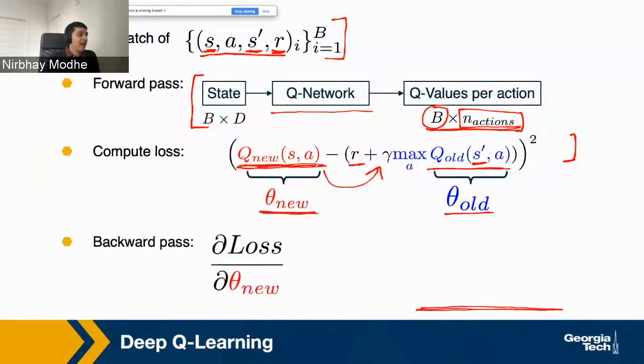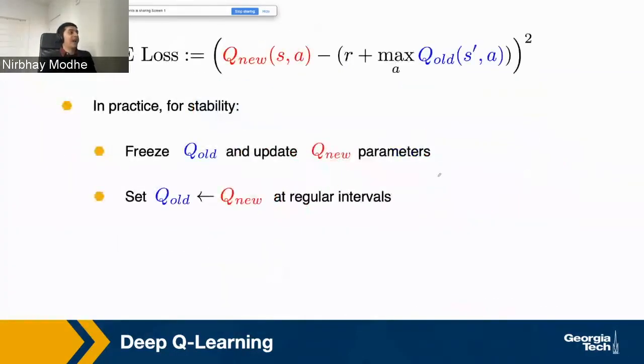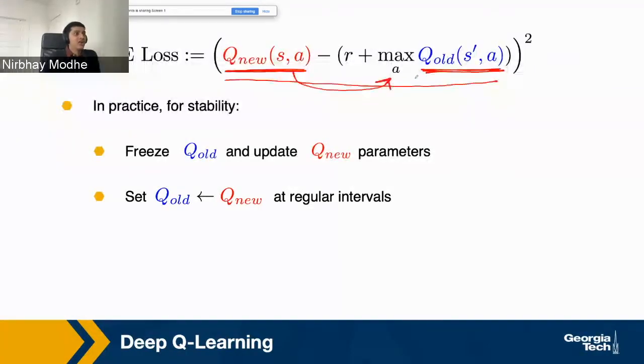That's important. So in my backward pass, I'm only going to update the theta new parameters of my Q new prediction, and I'm going to freeze or keep fixed my theta old parameters. And why is that the case? In practice, when we optimize this loss, whenever you update Q new, if you had the same network here, you will update that network here as well. And that will lead to your prediction update changing your targets very rapidly, and that turns out to be quite problematic.